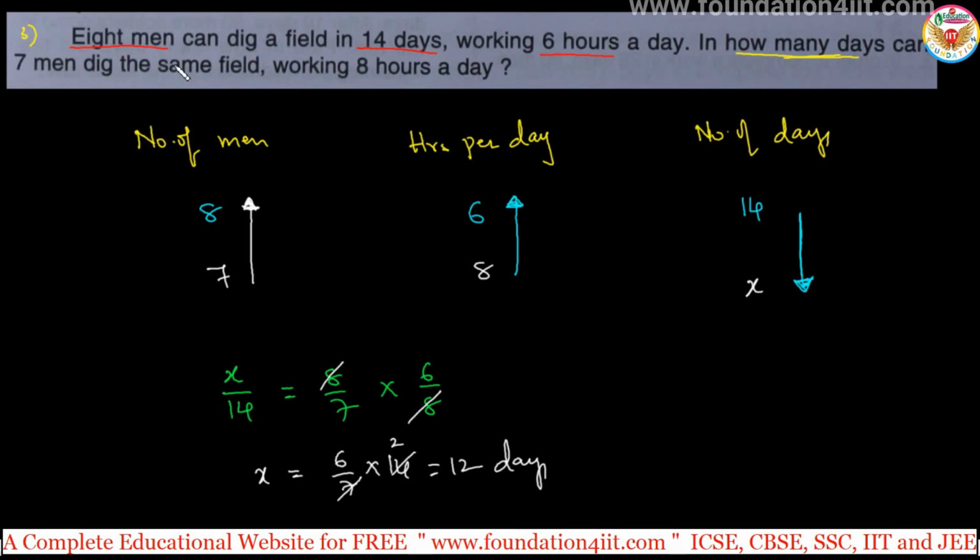So 7 men can dig the same field working 8 hours per day in 12 days, right? Just arrows you can make in this pattern. According to that you can calculate this value. Right? This is the way. Next we'll see some problems based on time and work also in this.